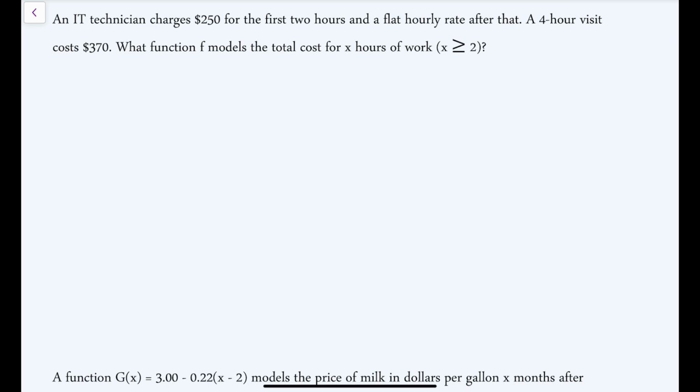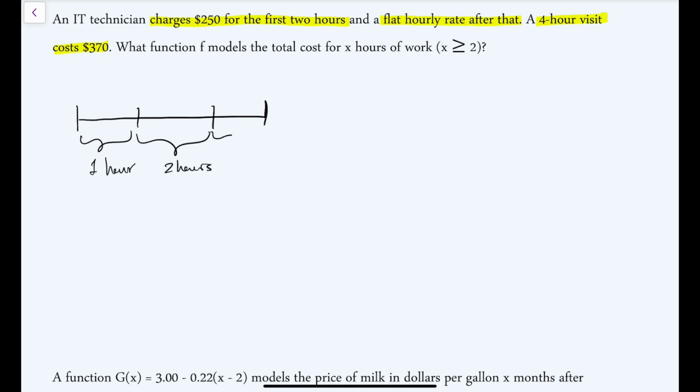Let's highlight the key information. Charges $250 for the first 2 hours, a flat hourly rate after that. A 4-hour visit costs $370. What function represents this? Okay, let's break it down again. Using our example, we know that a 4-hour service: 1 hour, 2 hours, 3 hours, we're going to add a 4th one, 4 hours, okay? The first 2 hours cost $250 for the IT technician. That's just these 2 first hours.